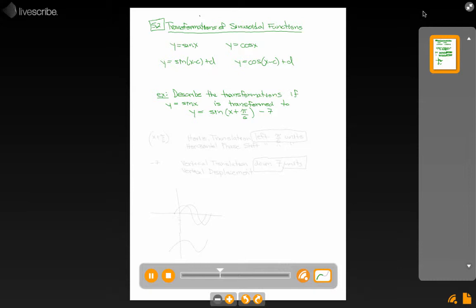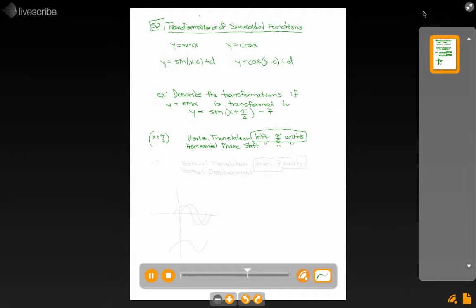This, I would expect x, changing x to x plus pi over 6 is going to be a horizontal translation to the left pi over 6 units. In trig, they describe those often as a horizontal phase shift, because you're talking about waves as the graph pattern is a wave pattern. They call it a horizontal phase shift. You'd still say left pi over 6 units. That's the most important part of that description.